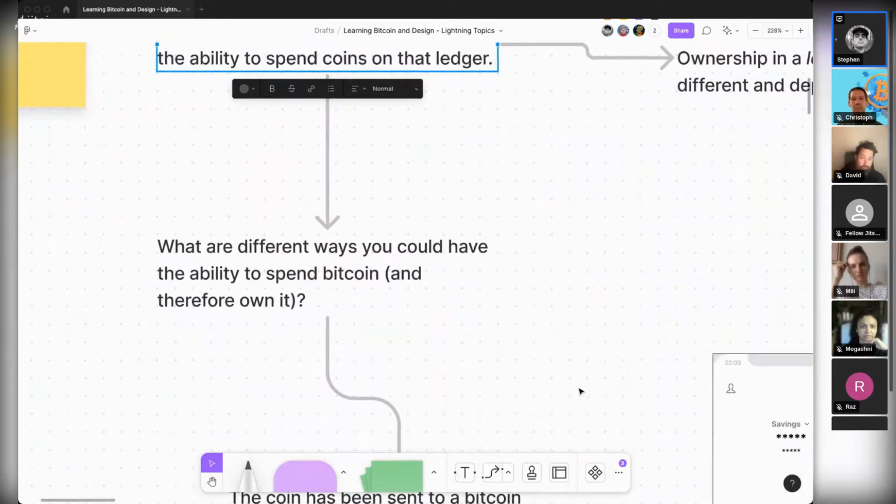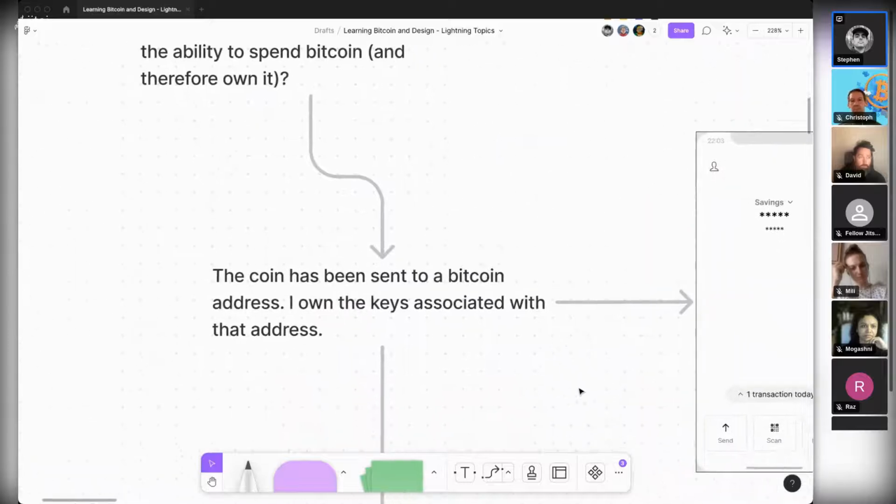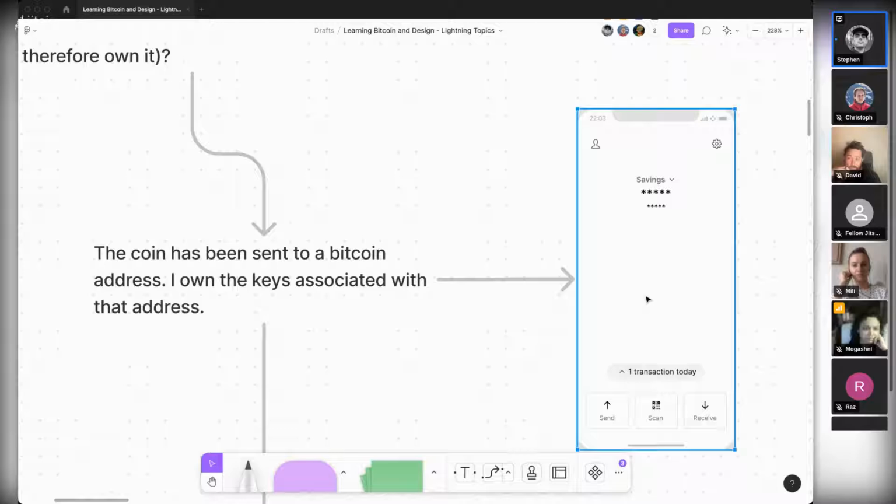So what are some different ways you could have the ability to spend Bitcoin and therefore technically own it? I think the simplest way is the one we're probably the most familiar with, which is this idea that you send a coin to my address, I own the keys that are associated with that address, so I can therefore spend it. On my phone, I have a private key to this Bitcoin wallet, and any Bitcoin that goes to an address that my phone generated, I get the key to spend that Bitcoin.